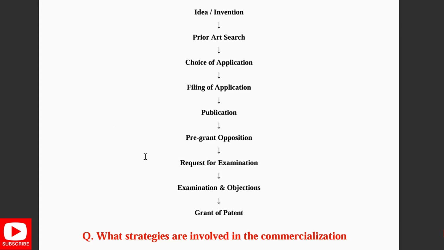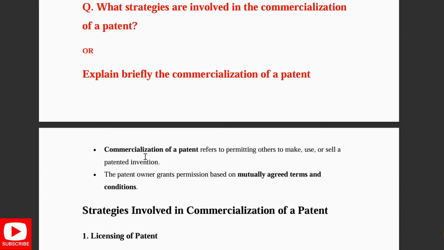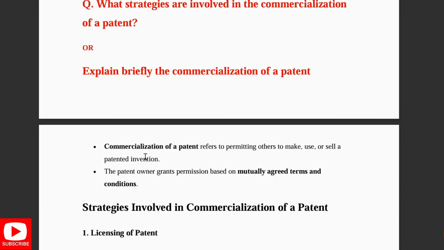Then comes what strategies are involved in the commercialization of a patent. So this is asked in the model question paper 2 and June-July 2024 paper. This refers to permitting others to make use or sell a patented invention. The owner grants permission based on the mutually agreed terms and conditions.